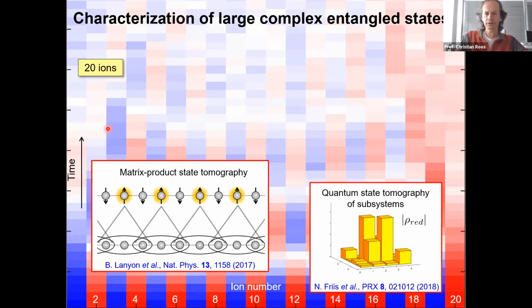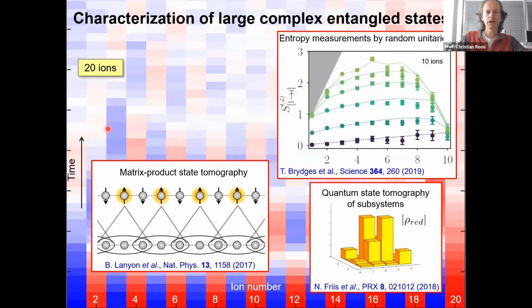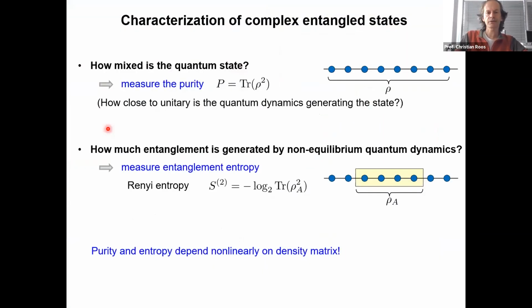More recently, we did something which is on the opposite end, that is a technique that is not scalable, but still better than tomography, and which does not make any assumptions about the nature of the states that we produce in our experiment. And this is an entropy measurement by making use of random unitaries. In this way, you can look at the entropy of either the entire system or of subsystems, and this gives you access to questions like a measurement of the purity or a measurement of maybe entanglement generated by non-equilibrium quantum dynamics.